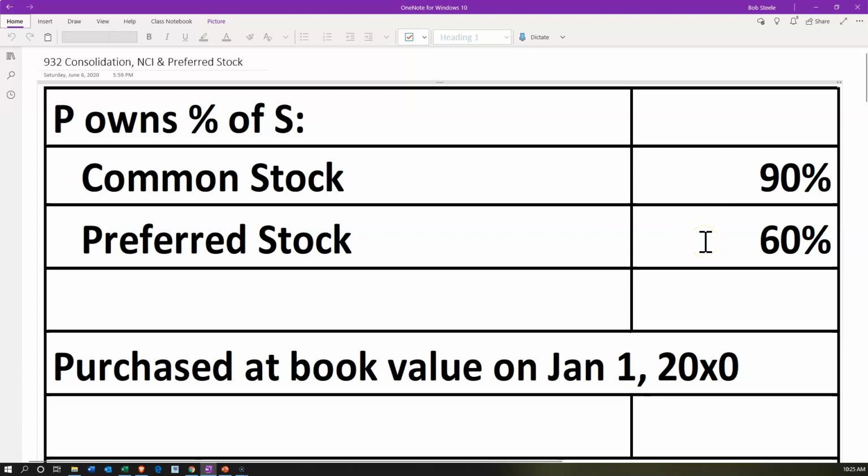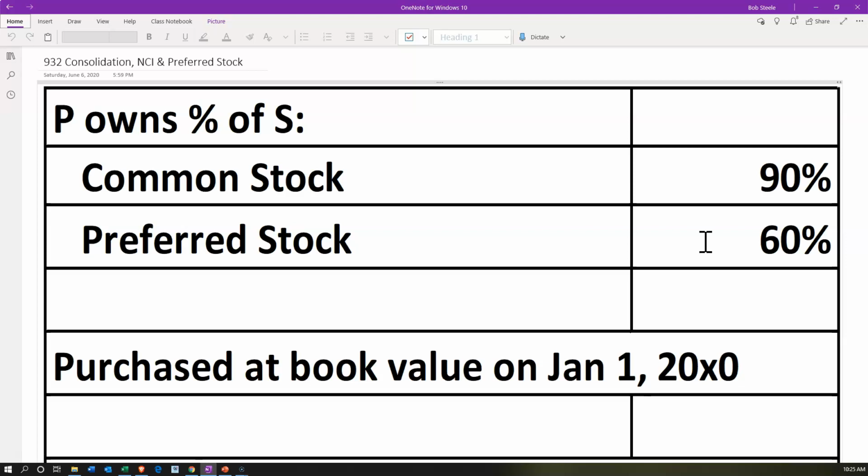Because the way the preferred stock is going to work, oftentimes the distributions in the form of dividends go to the preferred stockholders, given the terms of the preferred stock, before the common stockholders. So that's going to be the benefit of the preferred stock.